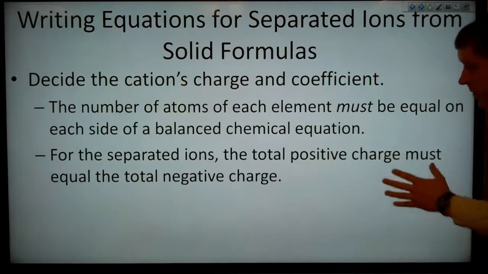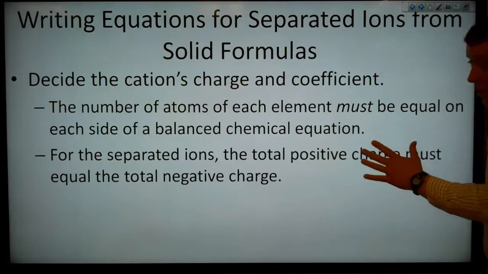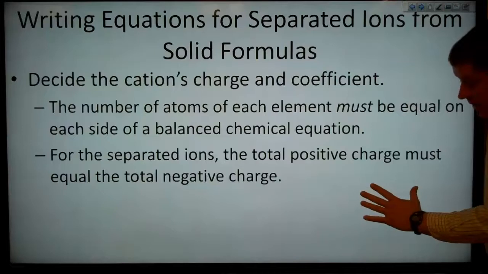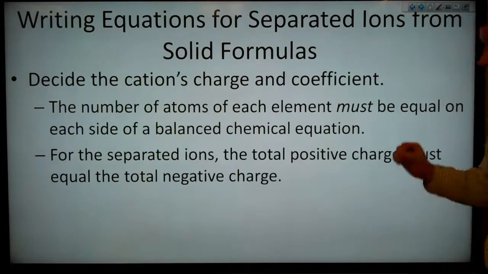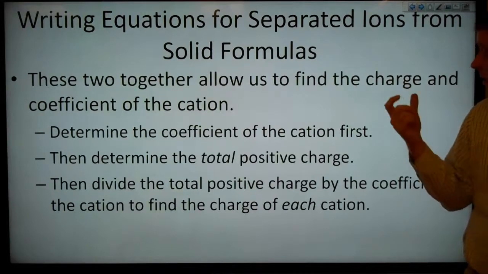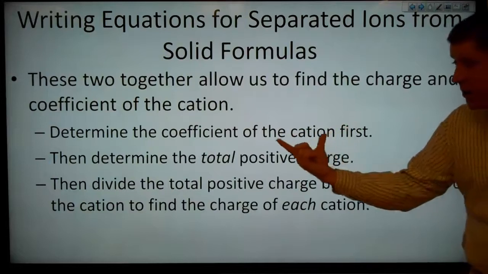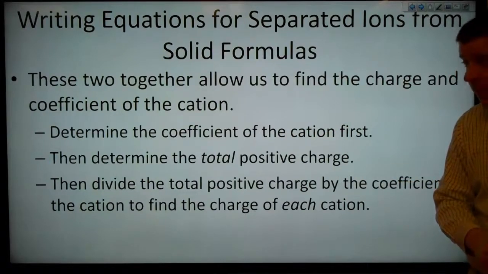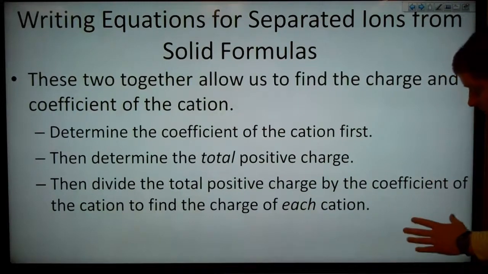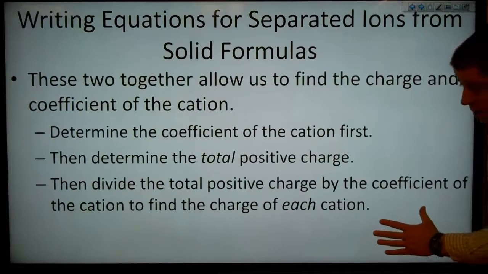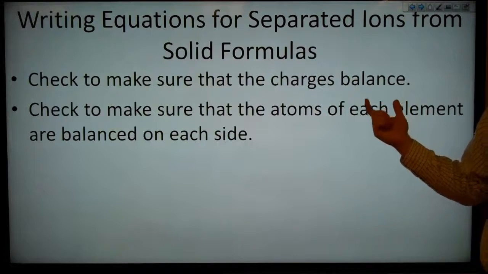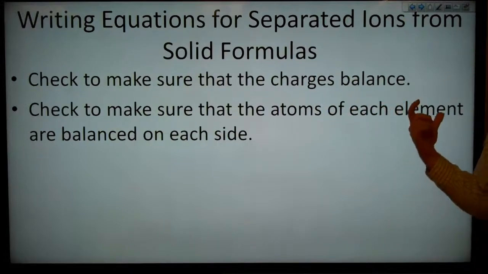The number of atoms of each element must be equal on both sides of a balanced chemical equation. And for the separated ions, the total positive charge must equal the total negative charge. These two together allow us to find the charge on and the coefficient of the cation. So first, determine the coefficient of the cation. Then determine the total positive charge. Then divide the total positive charge by the coefficient on the cation to find the charge of each cation. Now, check to make sure that the charge is balanced, and then check to make sure that the atoms of each element are balanced on each side.